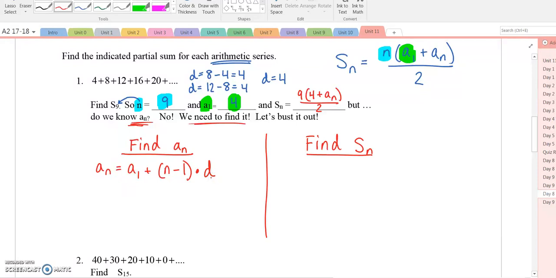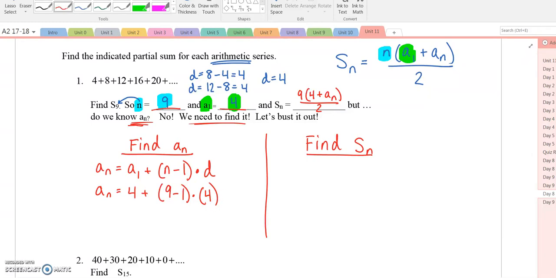Okay, so the first thing is when we don't know what a sub n is, we're going to have to plug in the numbers we do know in order to find it. So here I know that a sub 1 is going to be 4. I know n is 9. This is all just straight from up here. And d, I already found, d is 4.